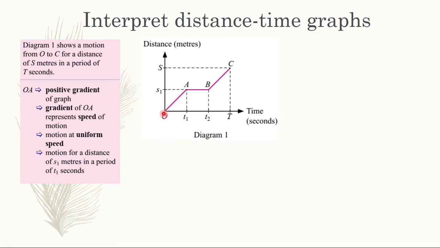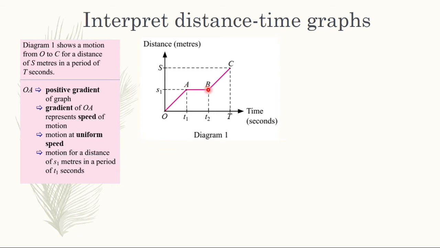Now we look at the line OA first. Line OA, the slope is going up, meaning that it's a positive gradient. The gradient of OA represents the speed of motion. So the motion is at a uniform speed, meaning that the speed is the same at all points on the line. It is a motion for a distance of s1 meters in a period of t1 seconds, represented by this line.